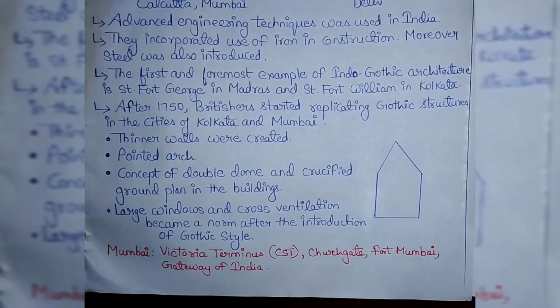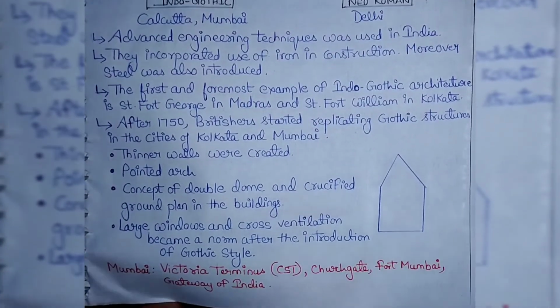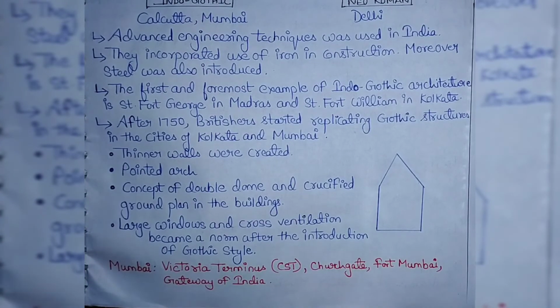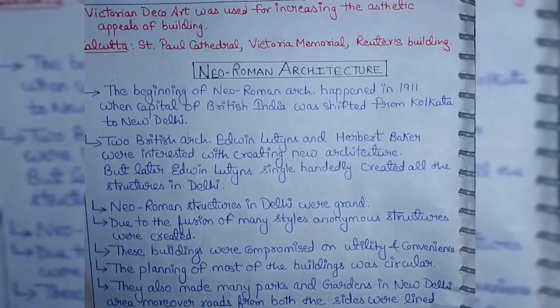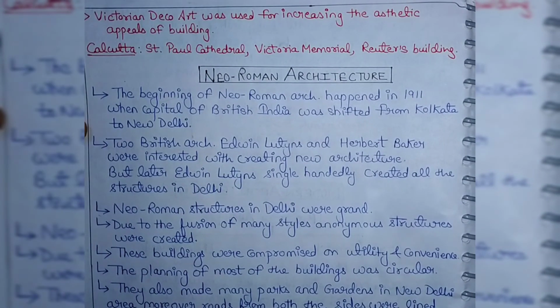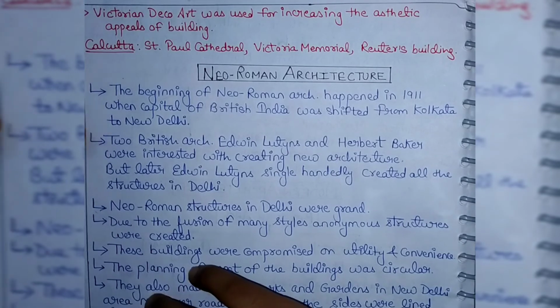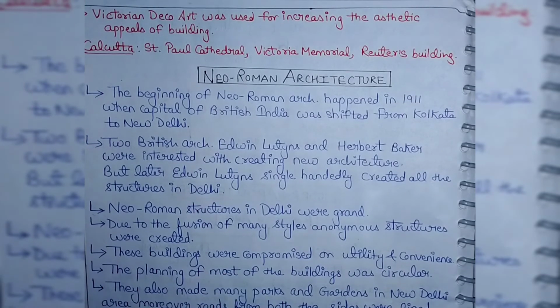Large windows and cross ventilation became a norm after the introduction of the Gothic style. So in Mumbai, you can see such structures: Victoria Terminus, now known as CST, Church Gate, Fort Mumbai, Gateway of India. Also, there are many more places. Victorian deco art, which is a type of art, was used for increasing the aesthetic appeal of buildings. Then at Calcutta, we can see such structures: St. Paul Cathedral, Victoria Memorial, and Reuters Building.